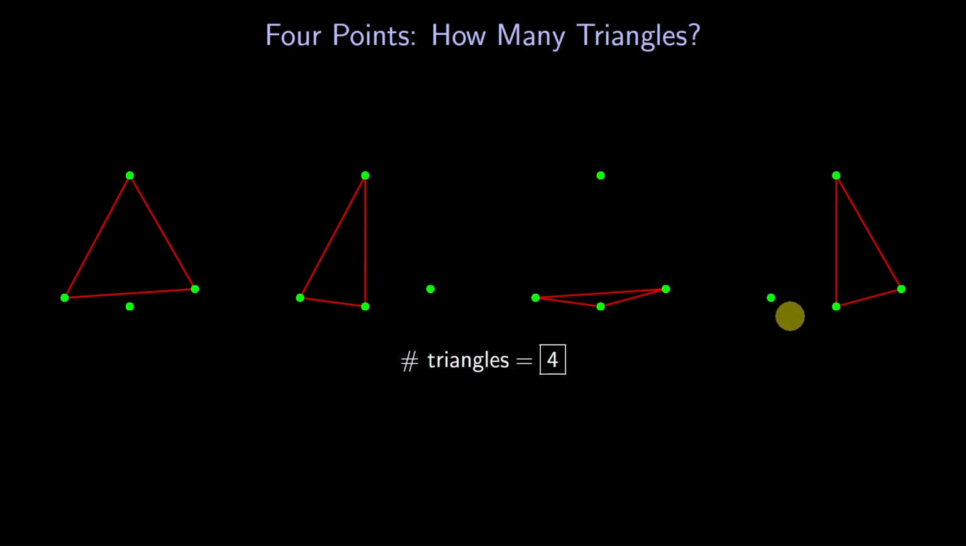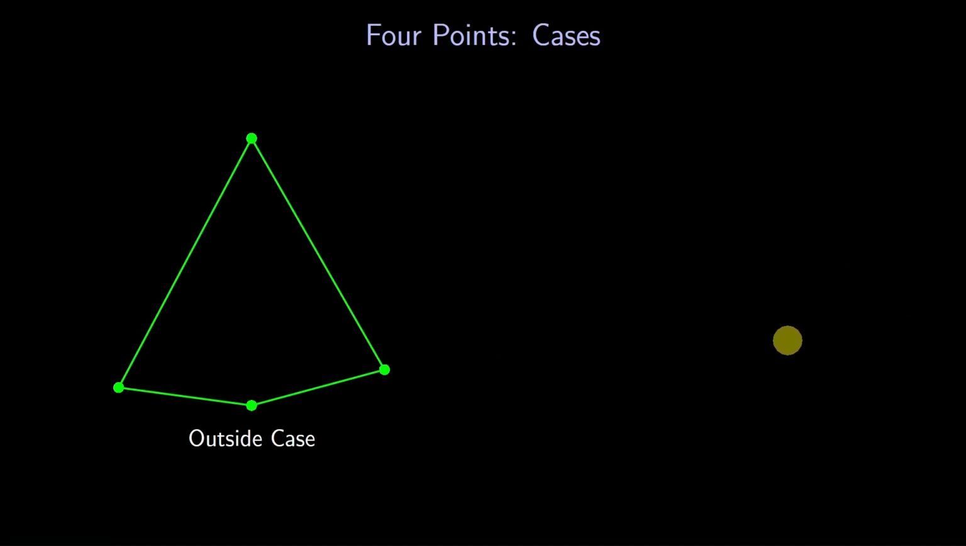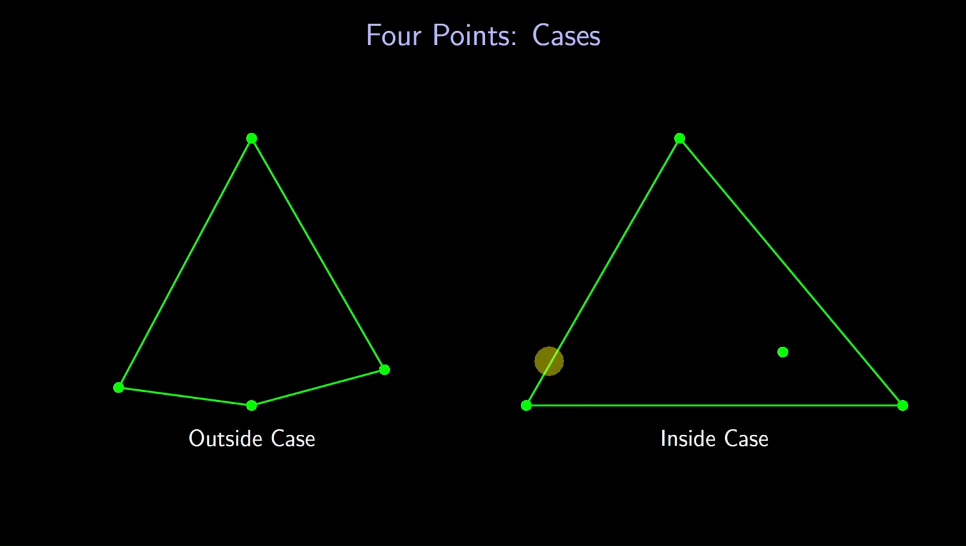What can our 4 points look like? There are 2 cases. One case is when all 4 points are on the outside like this. The 4 points are the vertices of a convex quadrilateral. And here's the second case. The convex hull is a triangle with 1 point inside the triangle. Let's analyze each case separately.